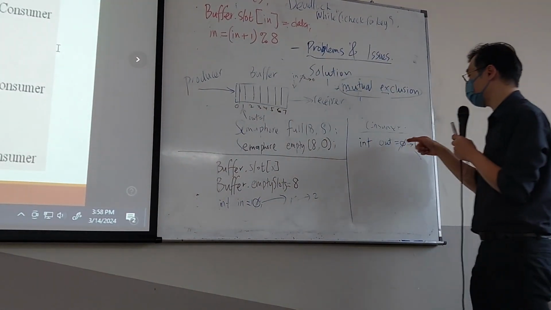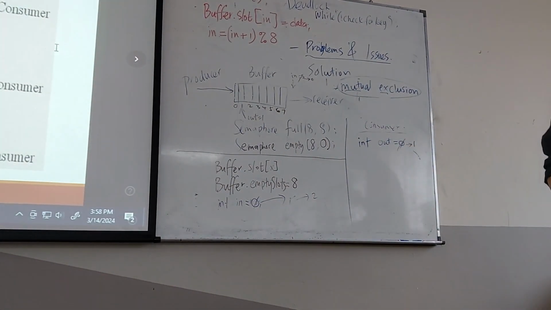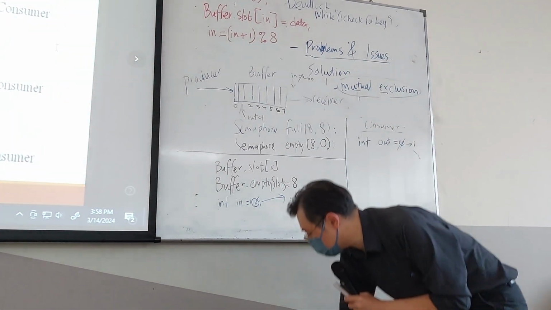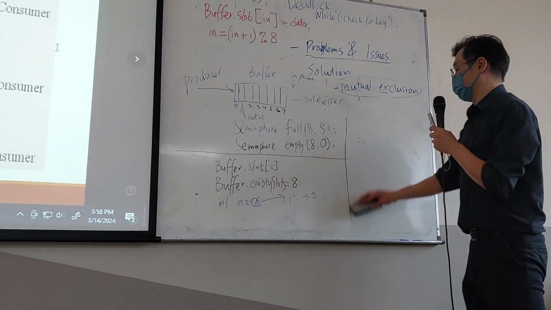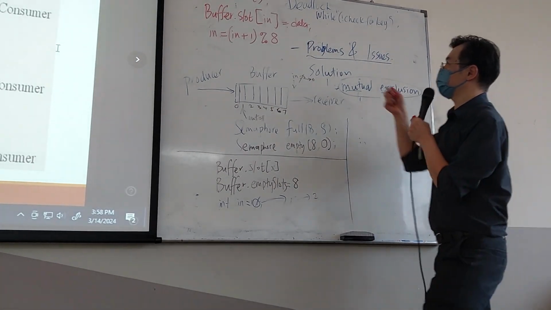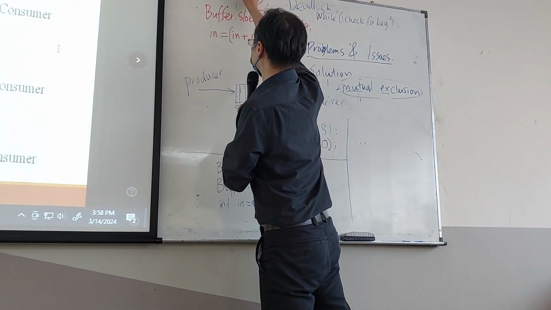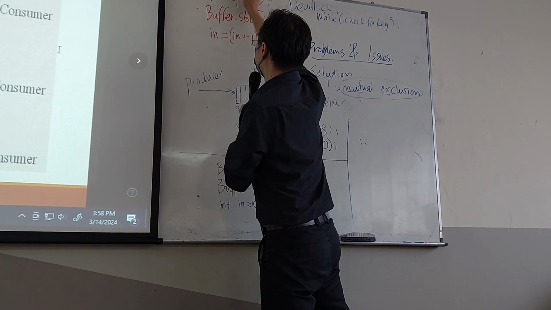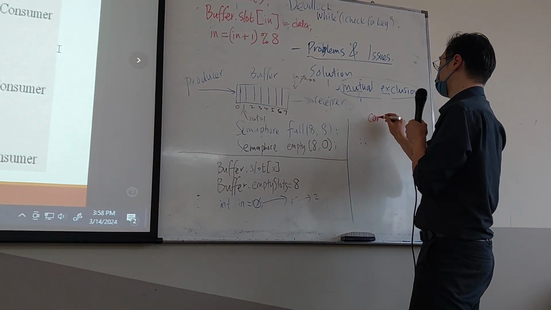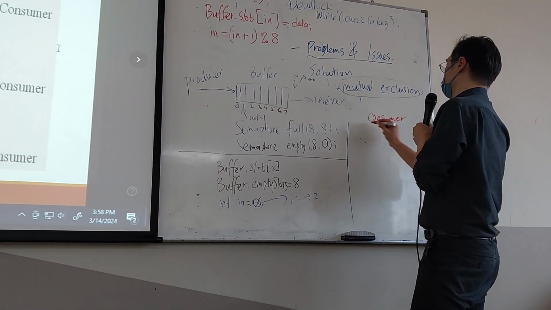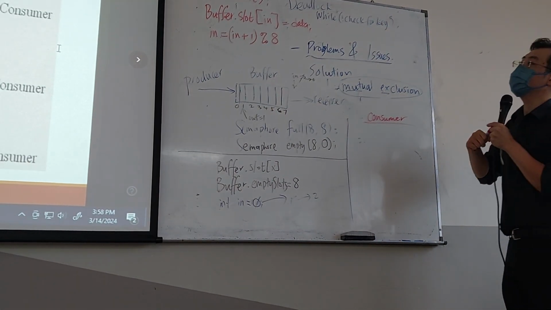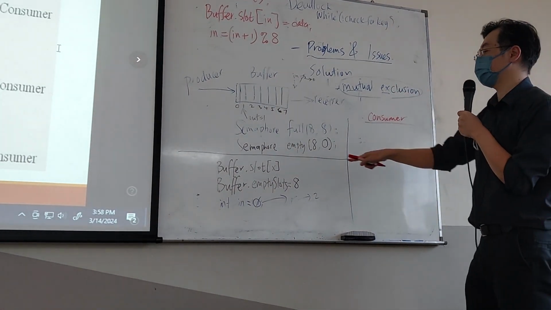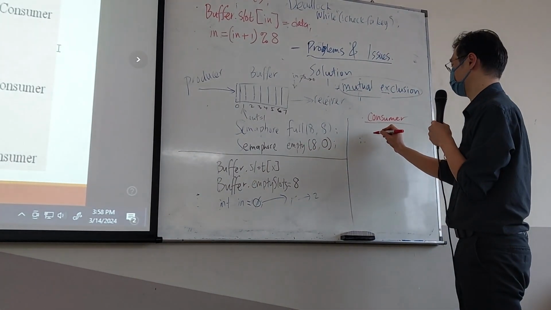Okay. How about the receiver? Let's look at the receiver, or the consumer. So this is the producer. And this is the consumer. The consumer also does the same thing, but instead of doing a full down, I do an empty down.